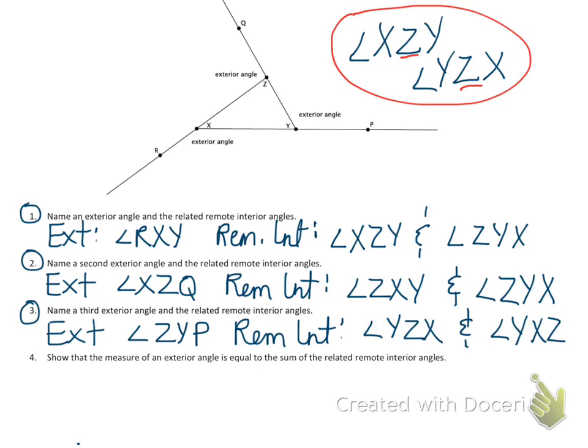Exercise 4 asks you just to work through the reasoning that I just did in the example as to why the measure of an exterior angle is equal to the sum of the related remote interior angles. So just take one of your examples in 1, 2, and 3 of an exterior angle and the remote interior angles and show why this would be true in exercise 4. You can go ahead and pause. I'm going to get a blank screen to do this, and you can double check your reasoning against mine. Pause the video now, work through that, and then check it against the video.